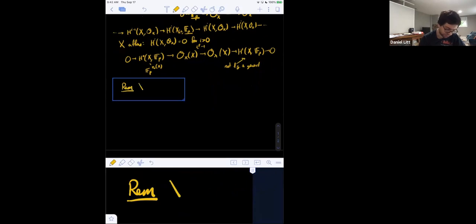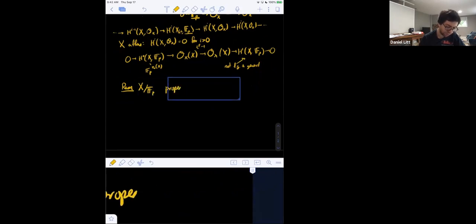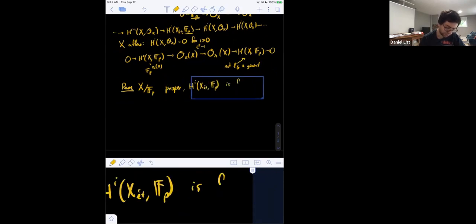So the remark I wanted to make is that if X is proper, then H^i(X_ét, F_p) is finite dimensional. Can anyone tell me why this is true?